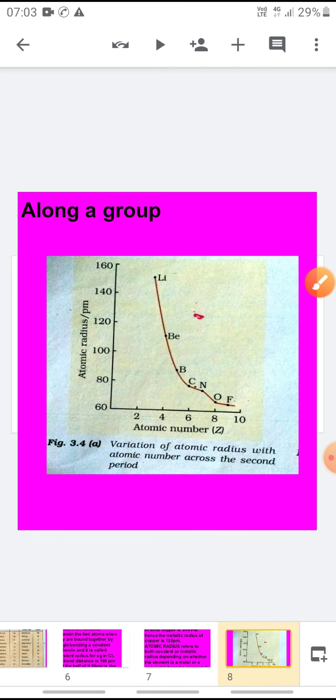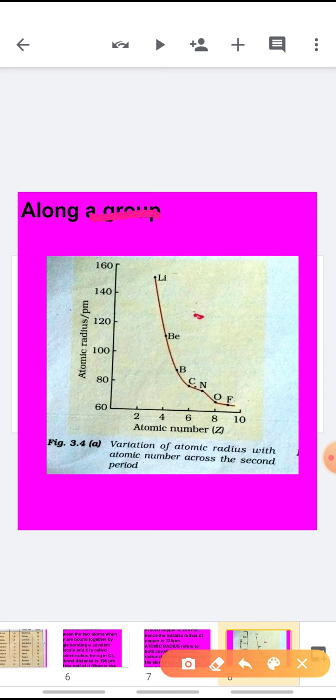Now why does this happen? Why does the atomic radii decrease along a period? It is because the electrons are added in the same shell. No new shell is added, and the electron is added in the same shell. The effective nuclear charge increases, because along with the addition of an electron the protons are also added, so effective nuclear charge increases and the atomic radii decreases.